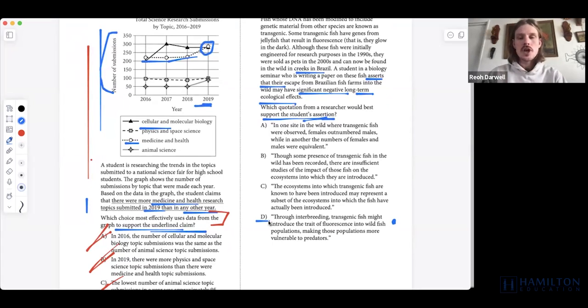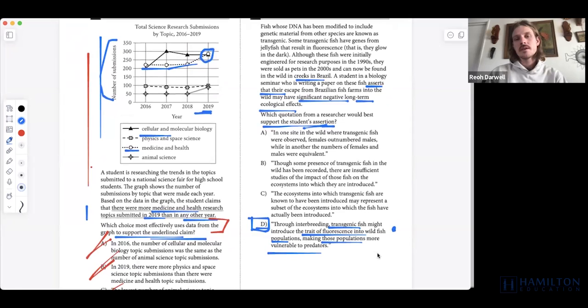So why does D show that? We see that transgenic fish, the glowing fish, introduce fluorescence into wild fish populations that makes these populations more vulnerable to predators. All right. So this is the example of there maybe being potentially significant long-term negative effects, right? If it breeds with other species or breeds with members of the same species in the creek and makes them glow in the dark, they're probably going to be eaten more easily, which may end up making that species unviable. All right.